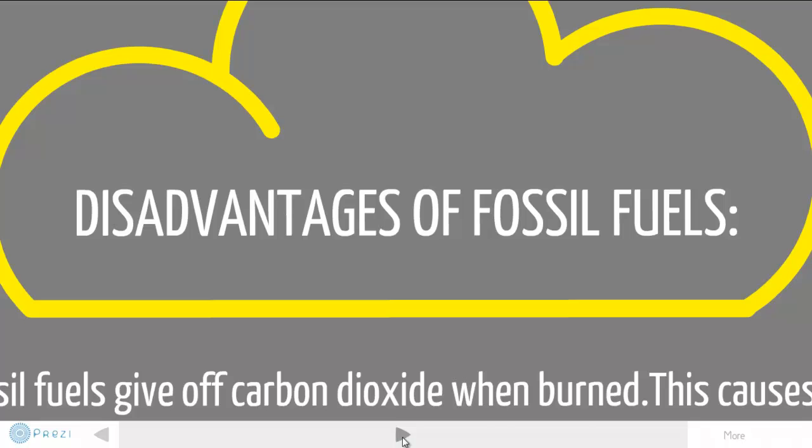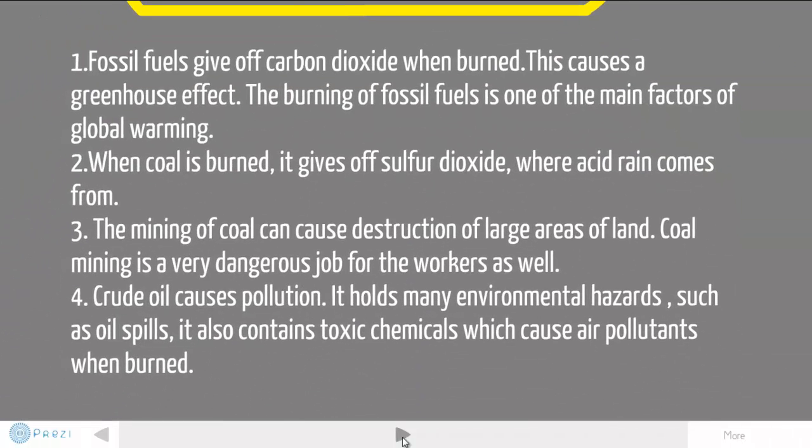Disadvantages of fossil fuel. Fossil fuels give off carbon dioxide when burned. This causes a greenhouse effect. The burning of fossil fuels is one of the main factors of global warming. When coal is burned, it gives off sulfur dioxide, where acid rain comes from.